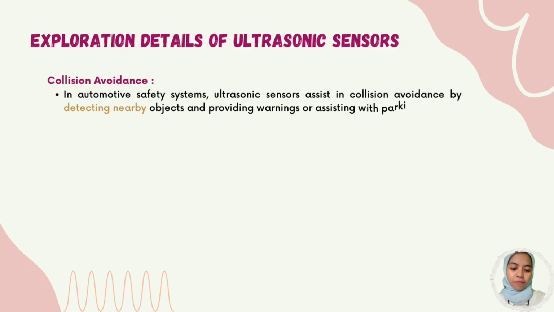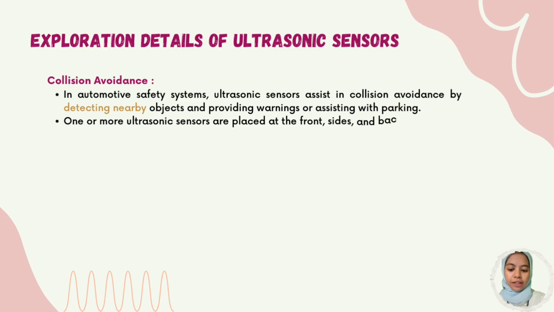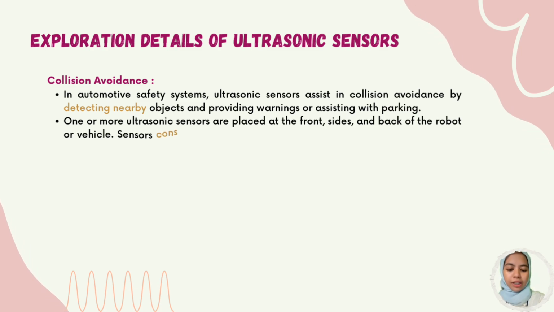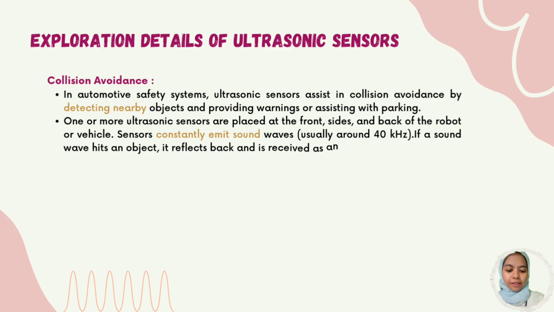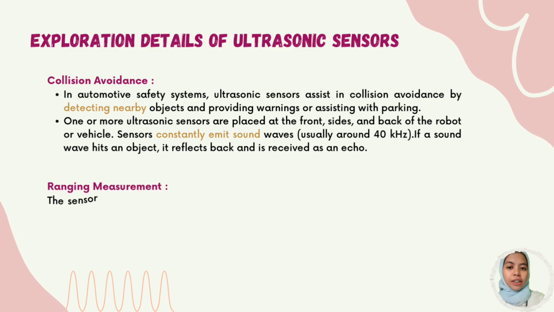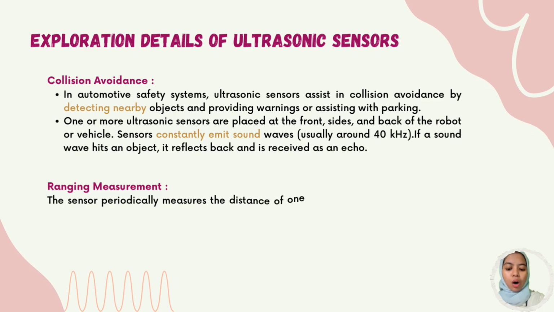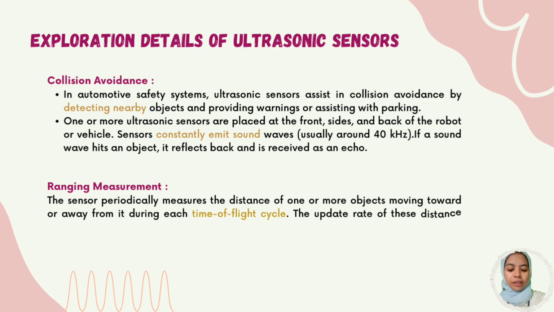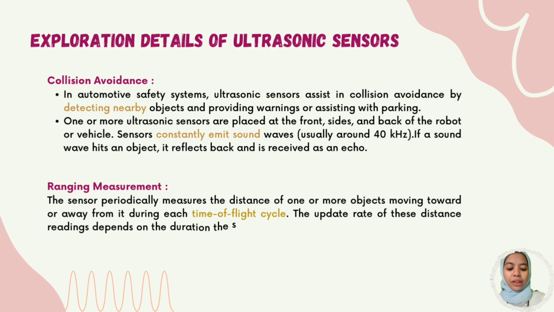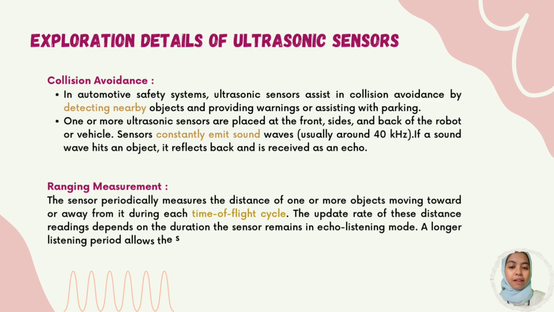In automotive safety systems, ultrasonic sensors assist in collision avoidance by detecting nearby objects and providing warning or assisting with parking. One or more ultrasonic sensors are placed at the front, sides, and back of the robot or vehicle. Sensors constantly emit sound waves, usually 40 kHz. If a sound wave hits an object, it reflects back and is received as an echo.